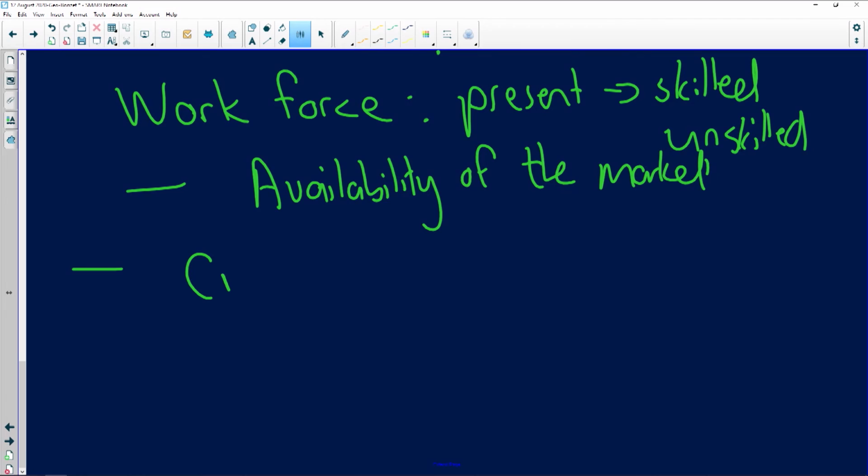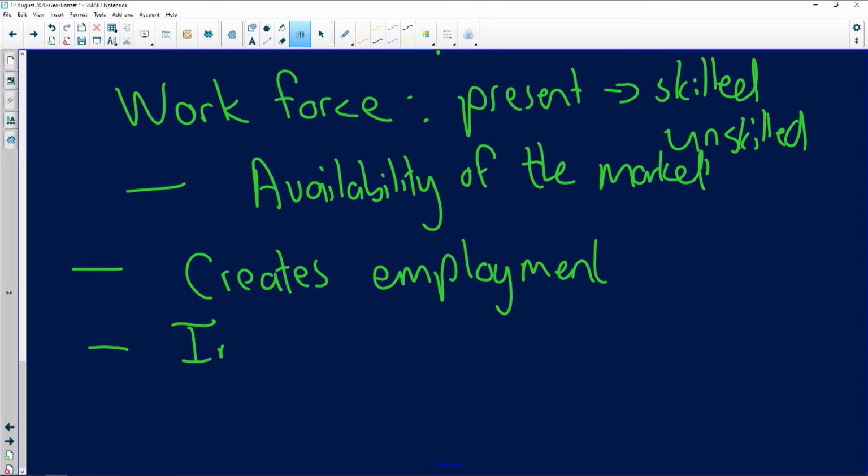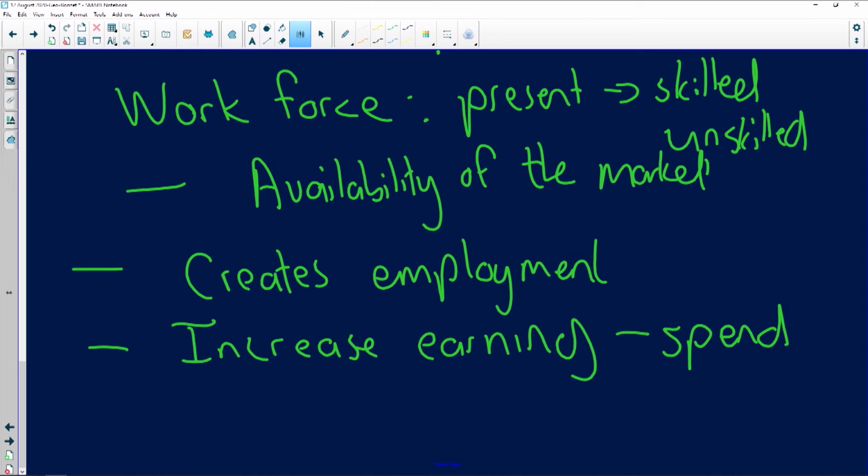Our next question: explain how the industry contributes to the economic growth of this region. Now, I've been going on and on about it. The most important thing is it creates employment. It increases earnings. People are earning more money. Increased earnings means people spend money. That's a positive thing.